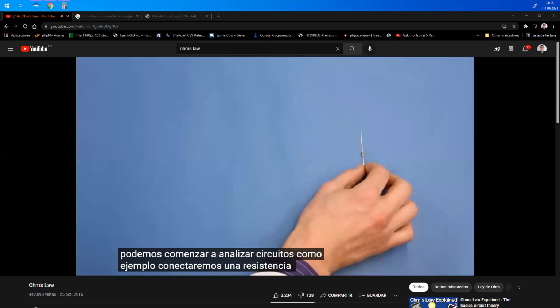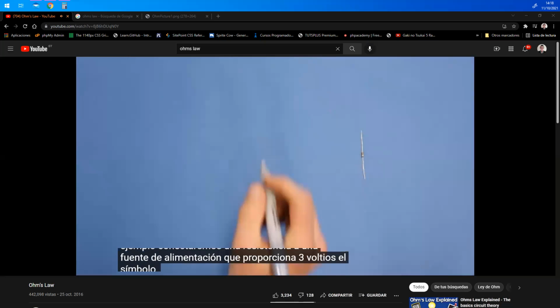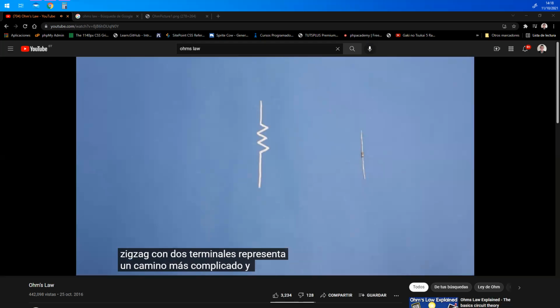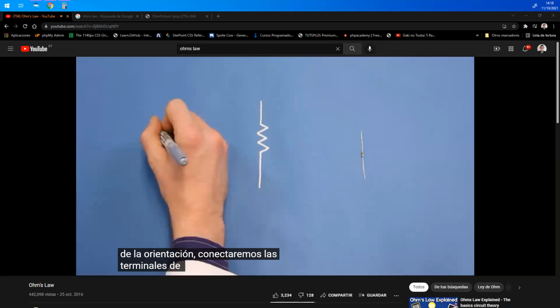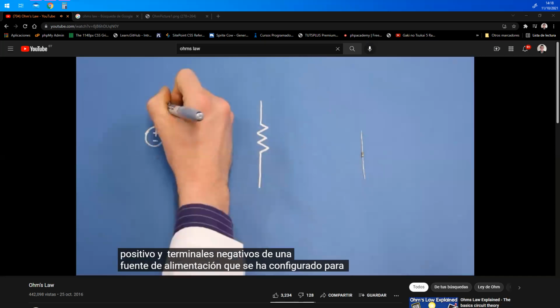As an example, we'll connect a resistor to a power supply that provides 3 volts. The electronic symbol for a resistor is a zigzag with 2 terminals. It represents a more complicated path and therefore reduced current flow. Note that it doesn't matter which way we connect the resistor, it will do its thing regardless of orientation. We will connect the terminals of the resistor to the positive and negative terminals of a power supply that's been set to act as a voltage source.